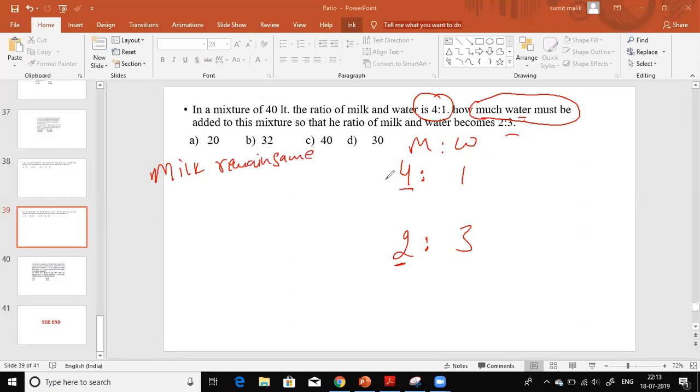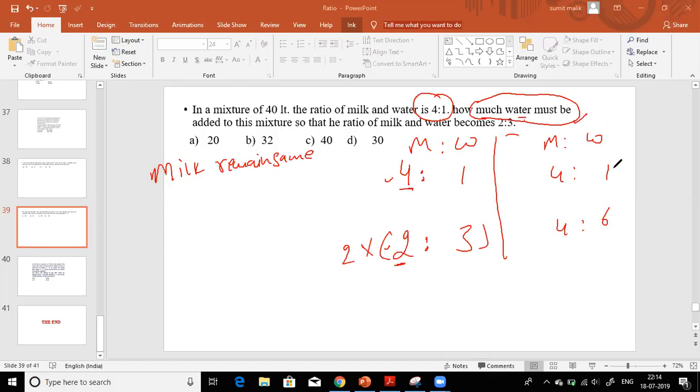So here milk is 4 part, but here milk is 2 part. So what do I want to do? I have to make this 2. So multiply this ratio with 2. So what will be the new ratio? 4:1 becomes 4:6. Now this is my final ratio. Forget about this one. Okay. Now this is our final ratio.